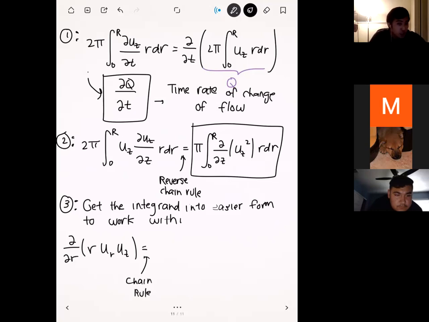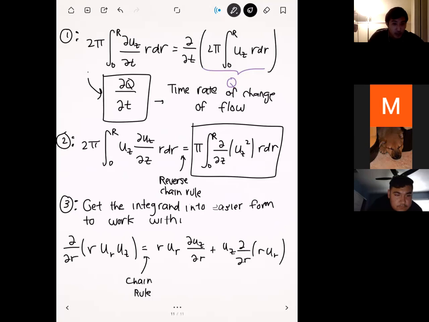All right. And so we're just going to do one level of chain rule here. First, we're going to take the derivative of the last term, so we have r u_r, partial u_z, partial r. And to this, we're going to add the other term associated with this, so it's u_z, partial r of r u_r.